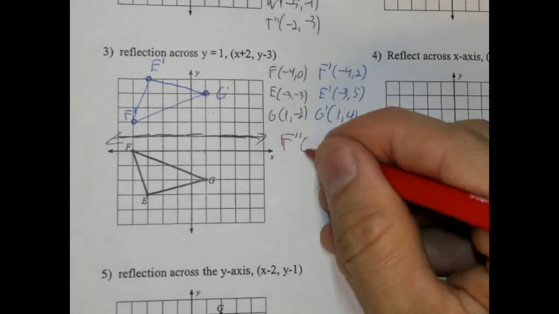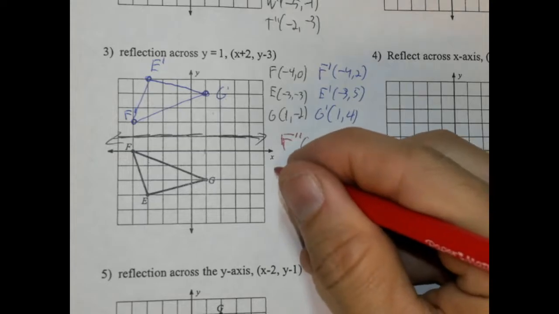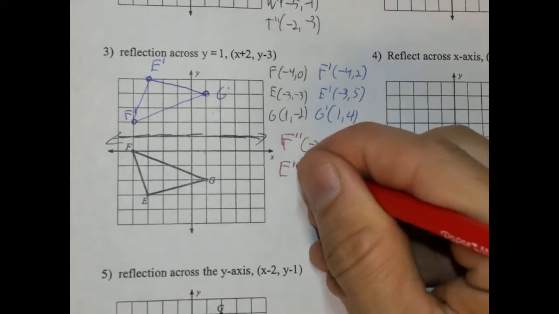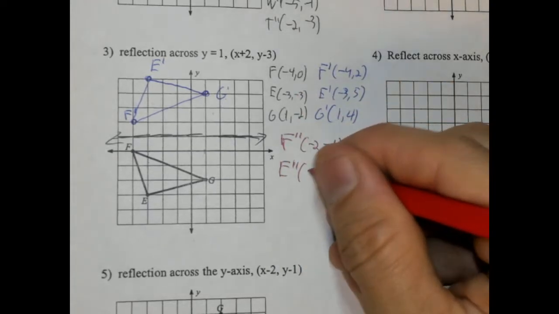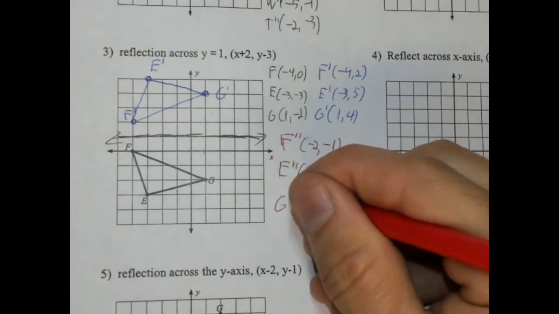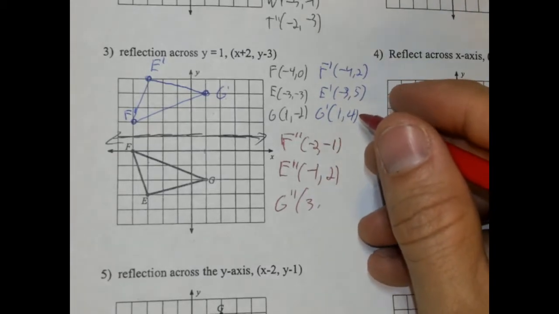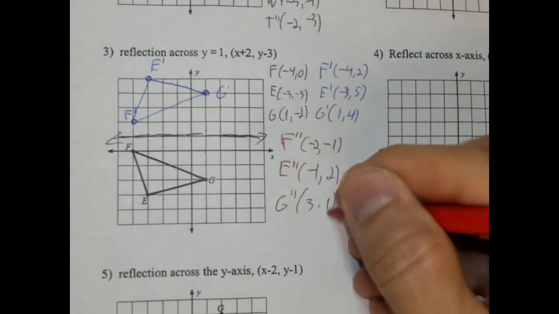Okay, so now for the double primes, -4 plus 2 is -2. 2 minus 3 is -1. So E double prime, -3 plus 2 is -1. 5 minus 3 is 2. And G double prime, 1 plus 2 is 3. And 4 take away 3 is 1.